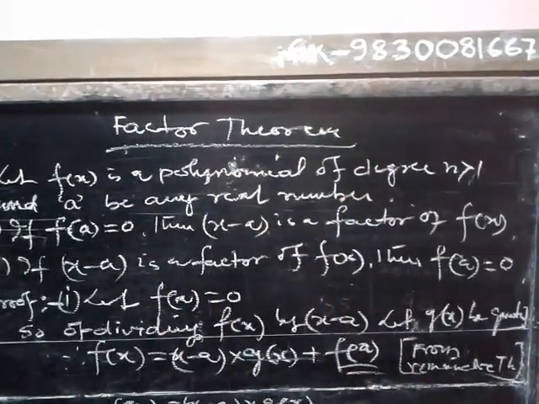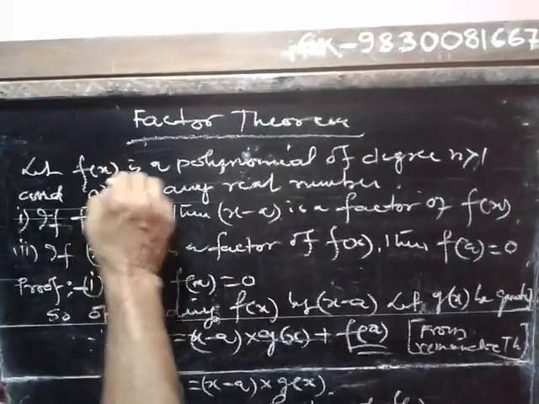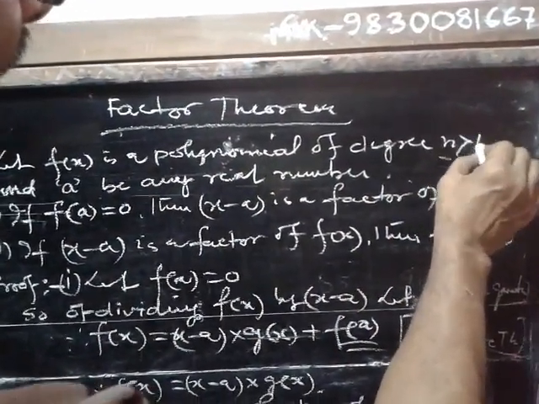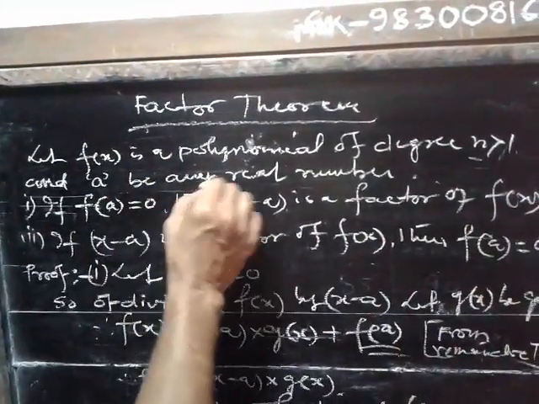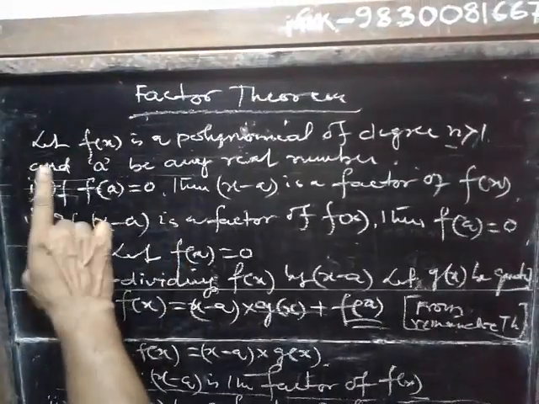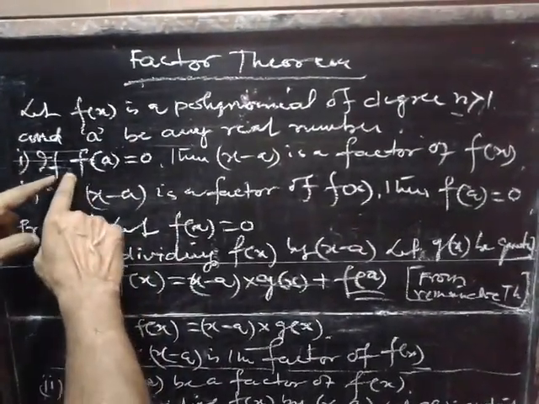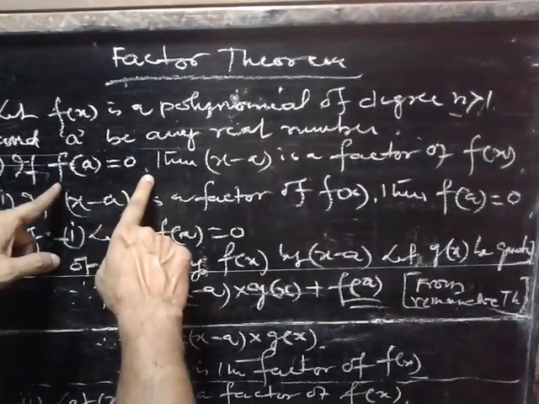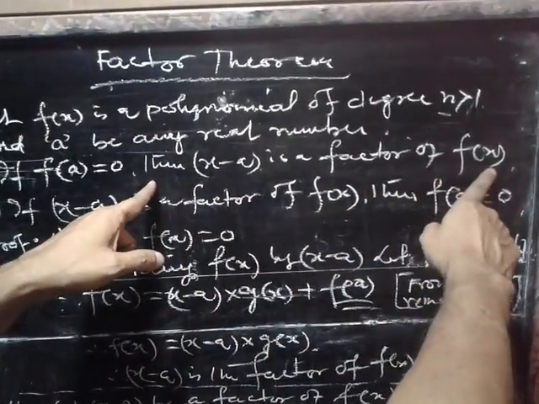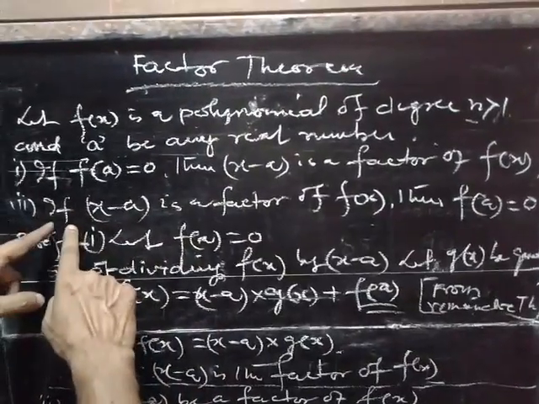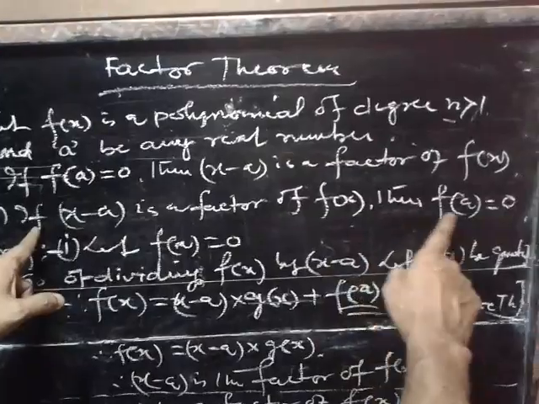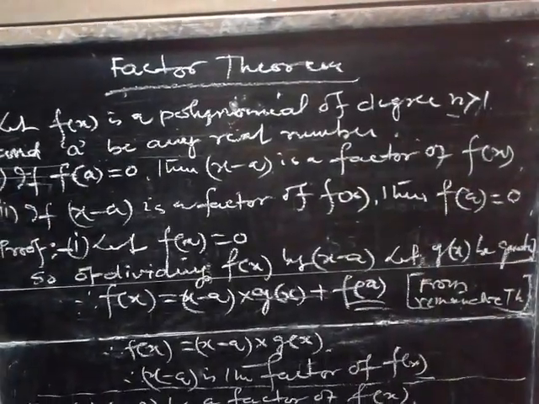See, actually the factor theorem. Let f(x) be a polynomial of degree n, which is greater than 1, and a be any real number. Now, the theorem condition number 1: if f(a) equal to 0, then x minus a will be a factor of f(x). Second condition: if x minus a is a factor of f(x), then f(a) will be 0.